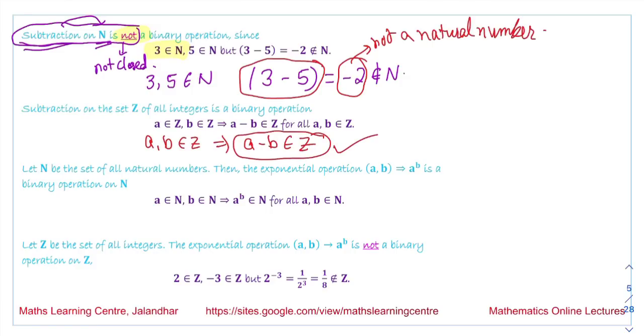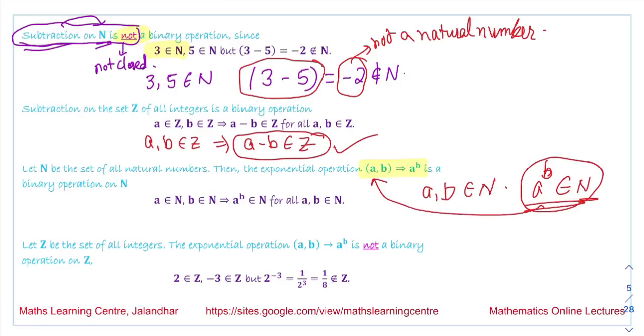Next, let N be the set of all natural numbers. Then the exponential operation a star b is equal to a raised to the power b is a binary operation on N. So if we consider any two natural numbers a, b belongs to N, then we know that a raised to the power b is also a natural number. The power of any natural number is a natural number. So this operation is also a binary operation.